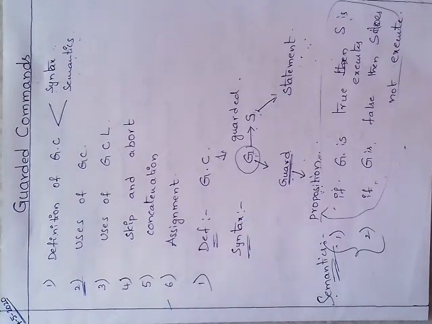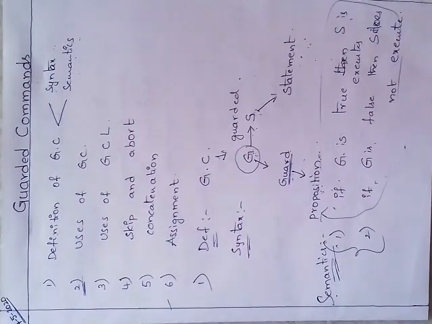So here the main aspects of the guarded commands are: the first is the definition of guarded command, next the uses of guarded command, third the uses of guarded command language, and the fourth is skip and abort. The fifth is concatenation, and the sixth is assignment. These are the main aspects regarding the guarded commands. So let's discuss the first one, the definition of guarded command.